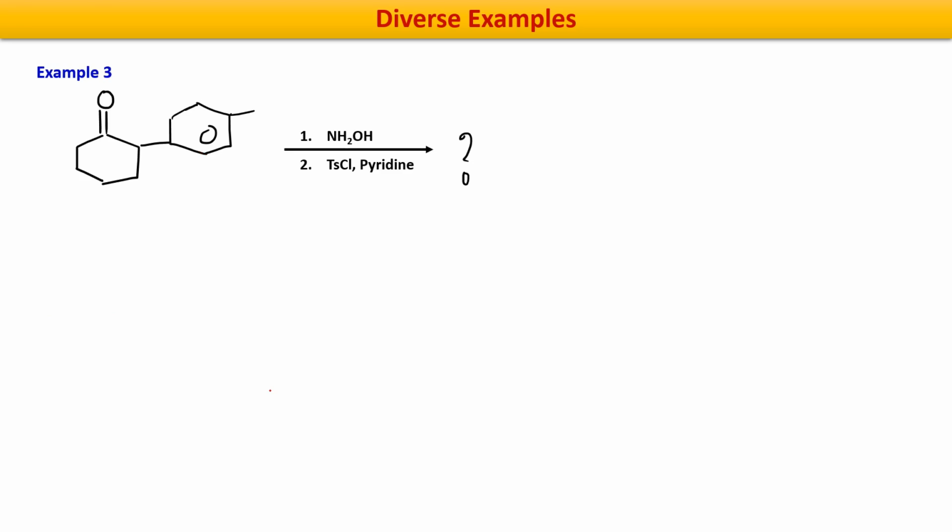You have to do the oxime formation step. Then we have the Beckmann rearrangement condition. So mostly you will see the problem will be given to you in this fashion only. Okay. So in presence of NH2OH, first you will prepare the oxime.